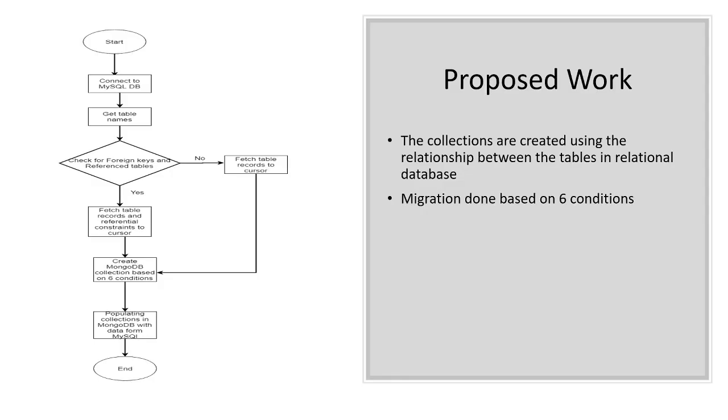Hence we went to extend the existing algorithm. This is the flowchart of the extended algorithm. The flow of the program is the same except for this block. Instead of getting the mode explicitly from the user, we extended the algorithm based on 6 conditions. Here the user need not specify the structure mode explicitly. Rather, the program itself, based on the 6 conditions, chooses whether the table has to be migrated in linking or embedded mode.